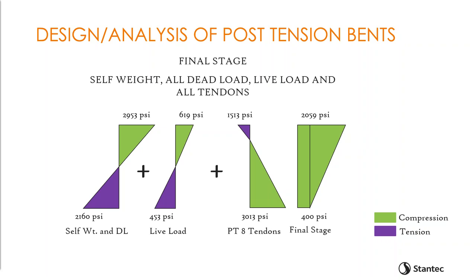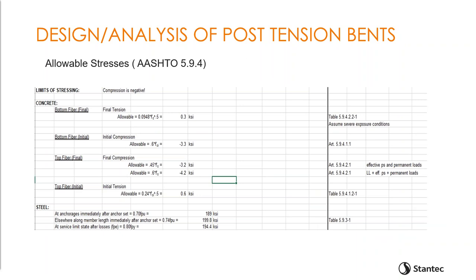Once this preliminary analysis is completed, then this tendon layout and the bent cap cross section can be exactly modeled in MIDAS to accurately analyze the stresses for all locations along the length of the bent cap. So these are the allowable stress limits at various construction stages per AASHTO based on 7,000 PSI concrete. The governing stress is usually the final tension at the bottom of the straddle bent, 300 PSI in this case for 7,000 PSI concrete. This is assuming a severe corrosive environment.